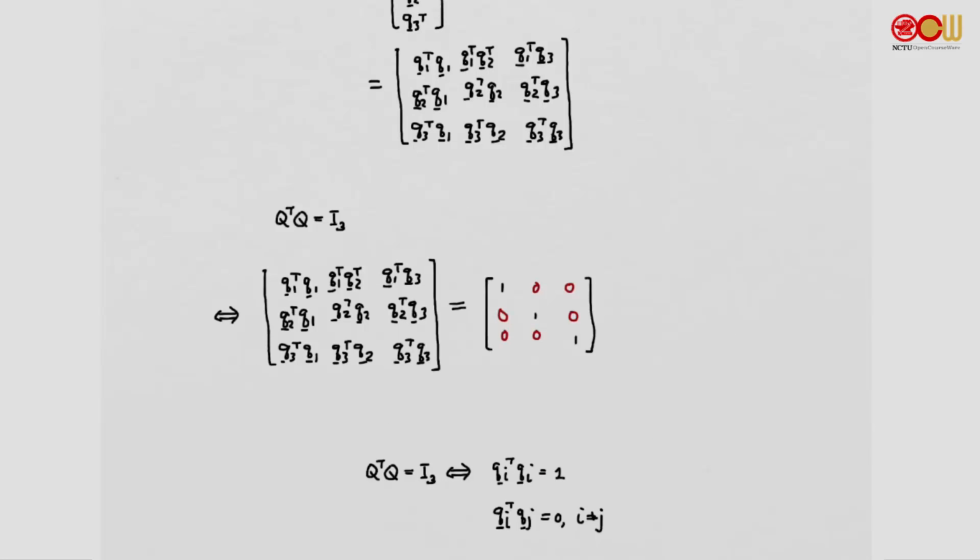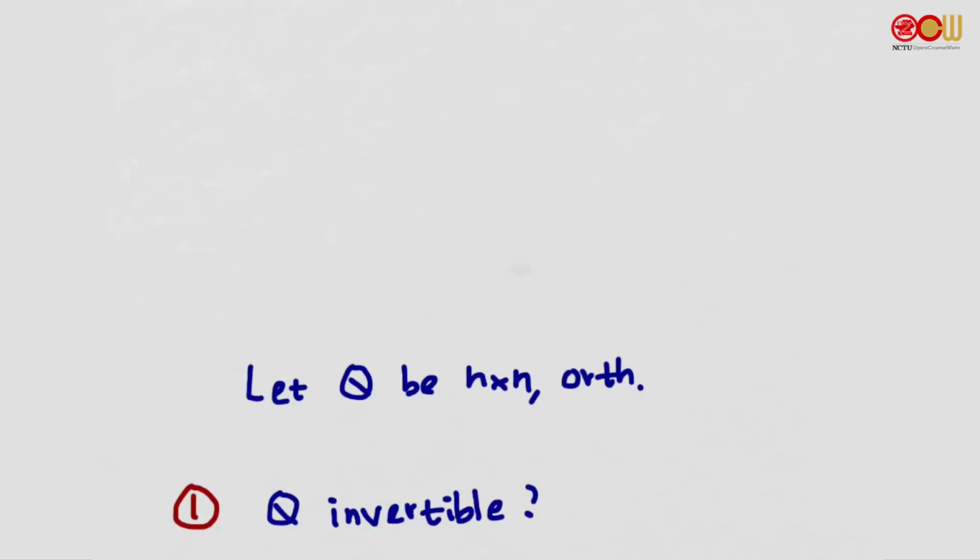So Q transpose Q is the identity matrix if and only if all the column vectors are unit vectors and every 2 vectors are orthogonal, which means the Q vectors form an orthonormal set, an orthonormal basis for R3. Let's see some more properties of orthogonal matrices. Suppose Q is n by n and orthogonal. Would Q be invertible? Well, the column vectors of Q form a basis for Rn, so of course, yes, it is invertible.